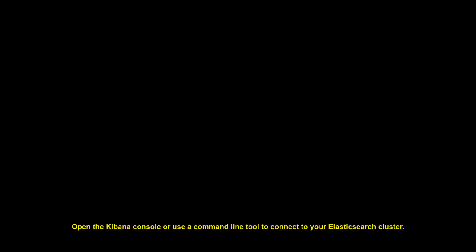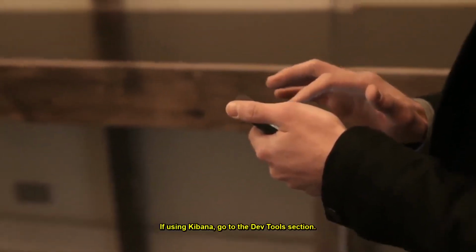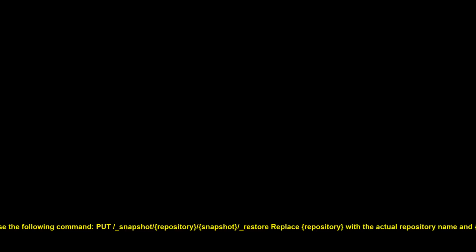Open the Kibana console or use a command line tool to connect to your Elasticsearch cluster. If using Kibana, go to the Dev Tools section. To restore an entire snapshot, use the following command: PUT /_snapshot/repository/snapshot/_restore. If restoring indexes, specify the indices parameter to limit the restoration. PUT /_snapshot/repository/snapshot/_restore. After executing the command, Elasticsearch will process the restore request.